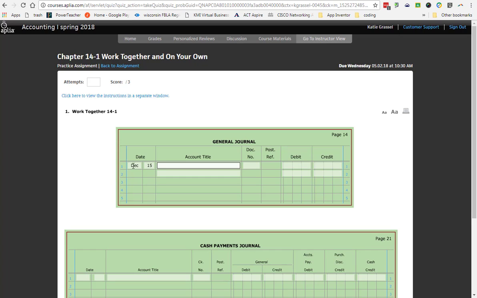I already told you that we have to use the account Dividends Payable because we are declaring the fact that we owe this money to our stockholders. But there is also an account called Dividends.